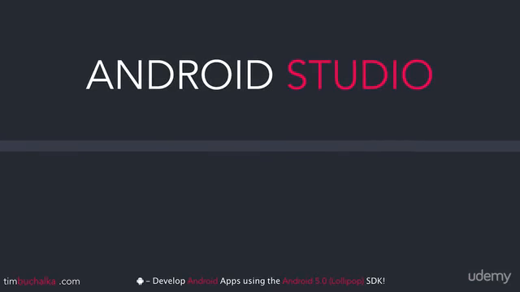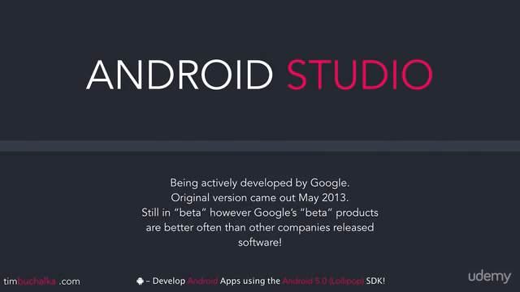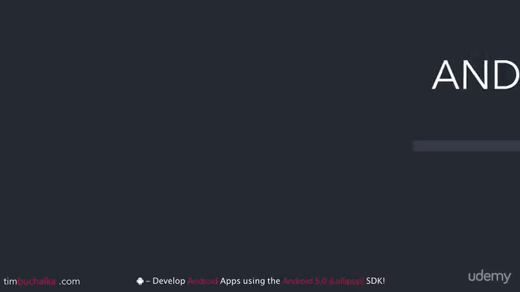But let's talk about Android Studio. Now, this is being actively developed by Google. The original version was announced and released in May 2013. It's still in beta at the moment. Keep in mind, and you probably may know this already, that Google's beta products are often better than other companies' released software. So their quality is very good. And certainly I can say from having used Android Studio that it is already a very mature and stable product.